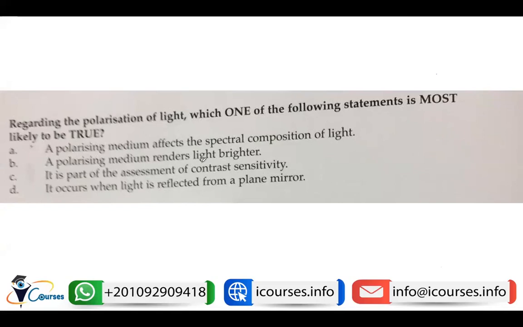Well, actually, yes, it is D. D is the right answer. Polarizing a medium, or light polarization, doesn't affect the spectral composition of light or the brightness, and it is not a part of contrast sensitivity assessment. We will talk about contrast sensitivity in the physiology, and we'll talk about the different tests for its assessment. None of them is polarization of light.